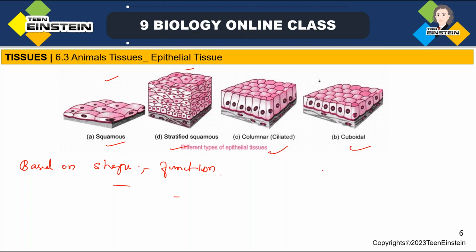Ciliated epithelial tissue and glandular epithelial tissue. So these are the different types of epithelial tissues. This classification is done based on shape and function. Up to this we have discussed in the previous parts, right?